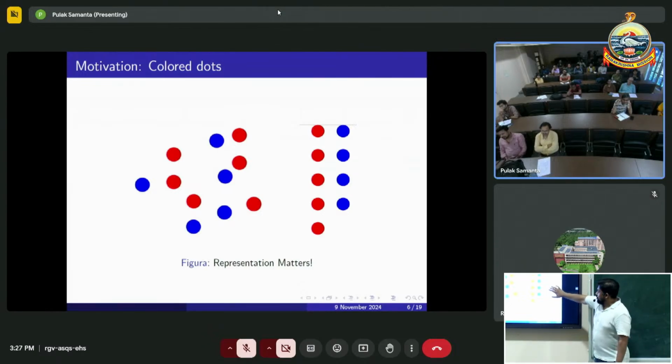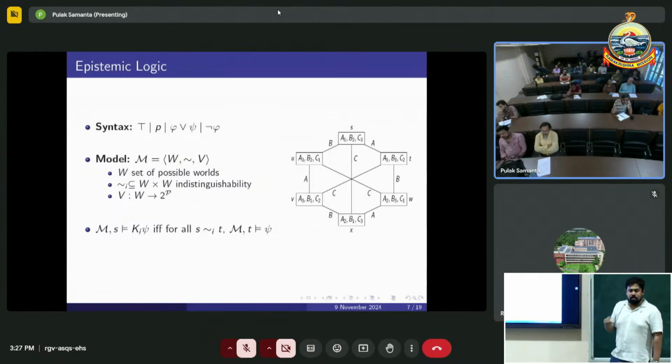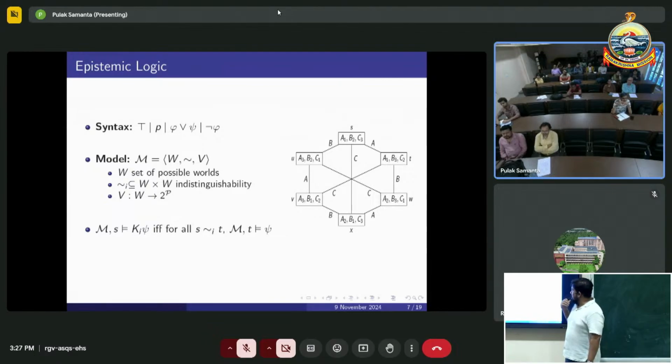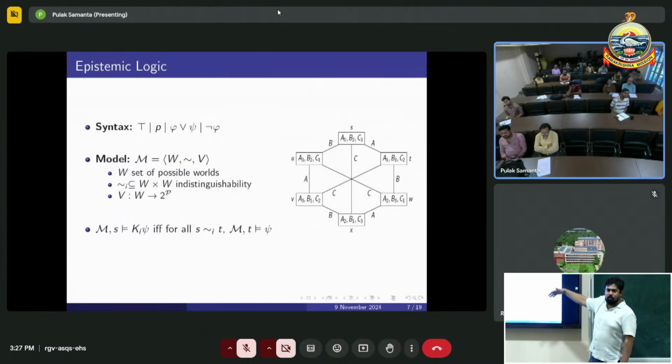Before that, I'll give a quick brush up on epistemic logic. Epistemic logic follows this kind of syntax. It has propositional connectives, and it has this knowledge operator, right? And an epistemic model is a set of possible worlds which have these relations, which we call the indistinguishability relation between agents.